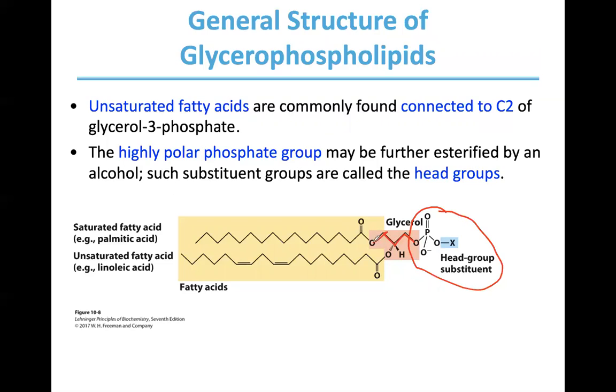And there'll be two esters. The two hydroxy groups on the glycerol will form esters. Usually the primary one, the one that is away from the phosphate head group, is going to be fully saturated. And the one that is in the middle is unsaturated. For example, this one is palmitic acid, and this one is linoleic acid that has two double bonds in it.